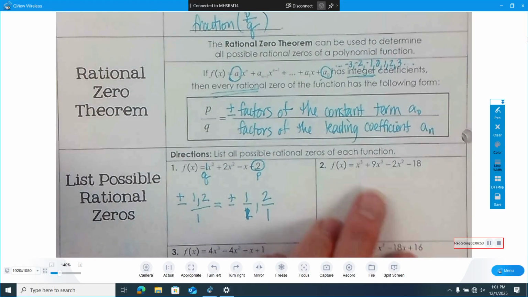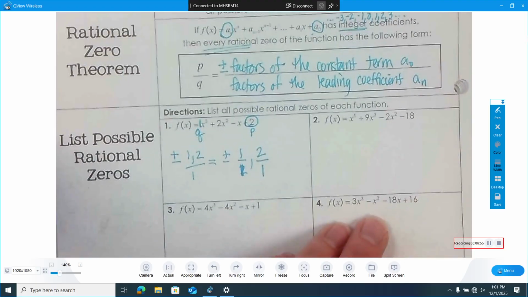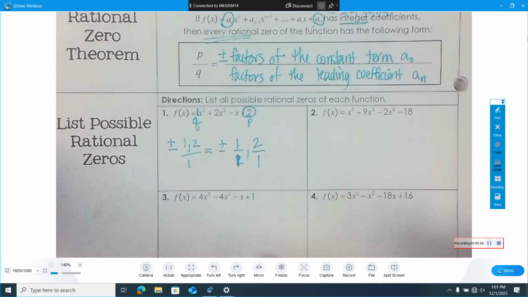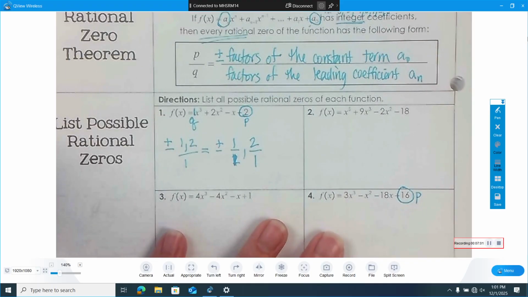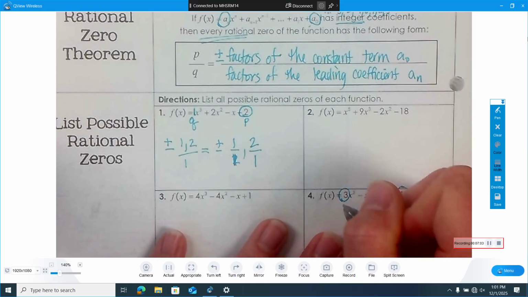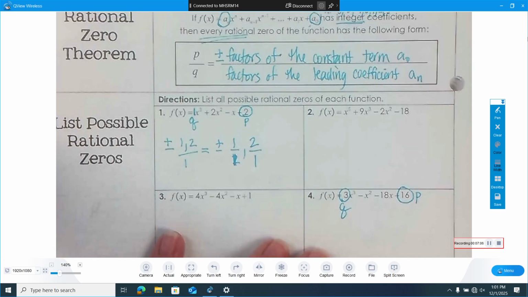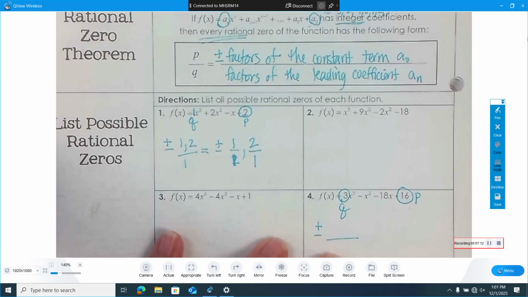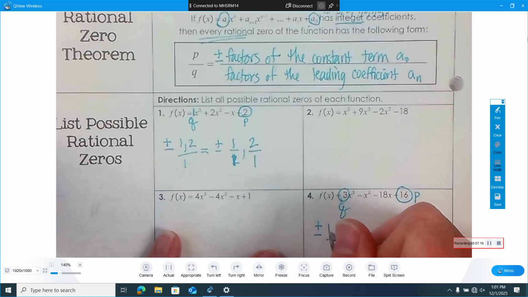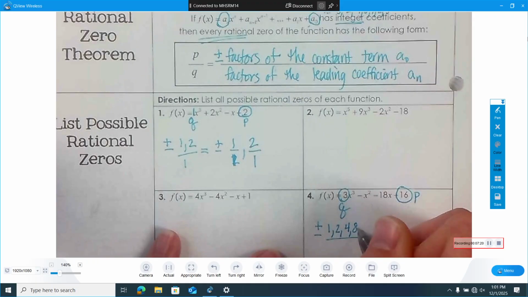Well, let's try something a little bit harder. Number 4. Our constant term is 16, and our leading coefficient is 3. And so to generate a list, we want all the factors of 16. What are all the factors of 16? 1, 2, 4, 8, 16.